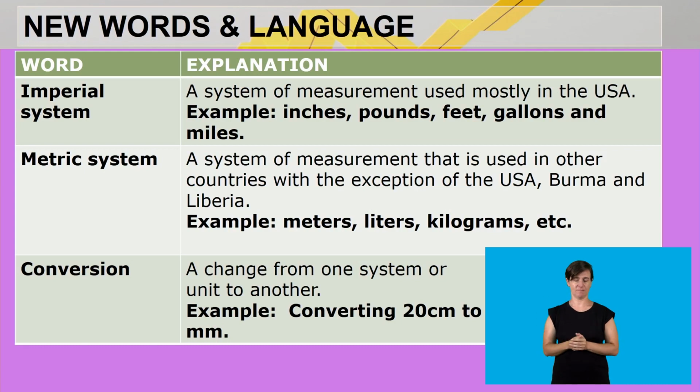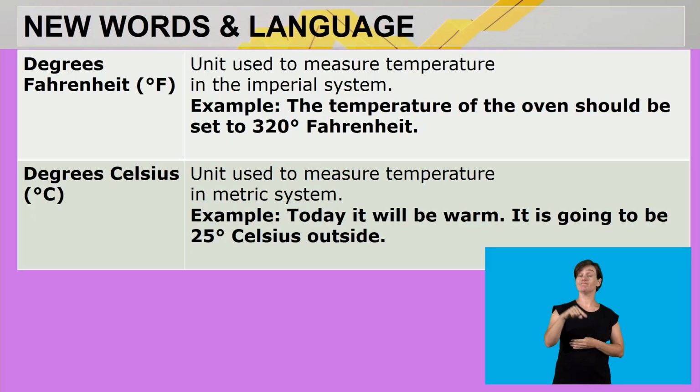And then what is a conversion? A change from one system or unit to another, where you will be perhaps converting 20 centimeters to millimeters. Then the last two, degrees Fahrenheit. Now that is the temperature measure with the imperial system. So the example will be the temperature of the oven should be set at 320 degrees Fahrenheit. And then the degrees Celsius, unit used to measure temperature in the metric system. The example, today it will be warm. It's going to be 25 degrees Celsius outside.